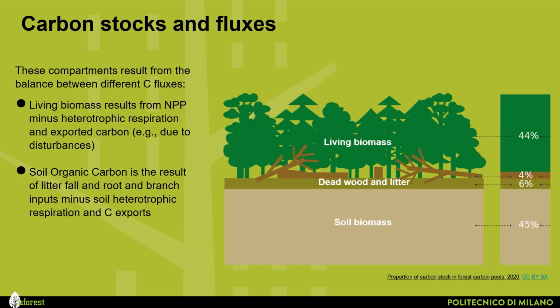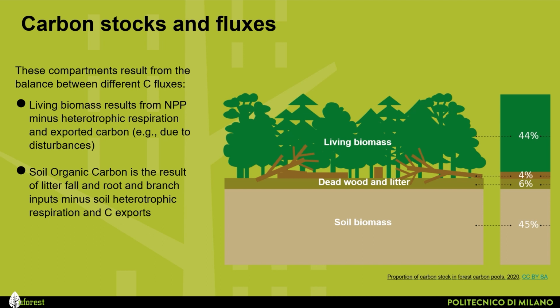Now, let's see the set of carbon compartments that are key to understand carbon cycle in forests. The first is living biomass, made up by above ground structures, including stems, branches, bark, foliage, flowers, fruits, and seeds, and below ground structures, including cores and fine roots and stumps. The second compartment is dead wood and litter, corresponding to dead biomass in soil surface. And the third one is soil biomass, including soil organic carbon.